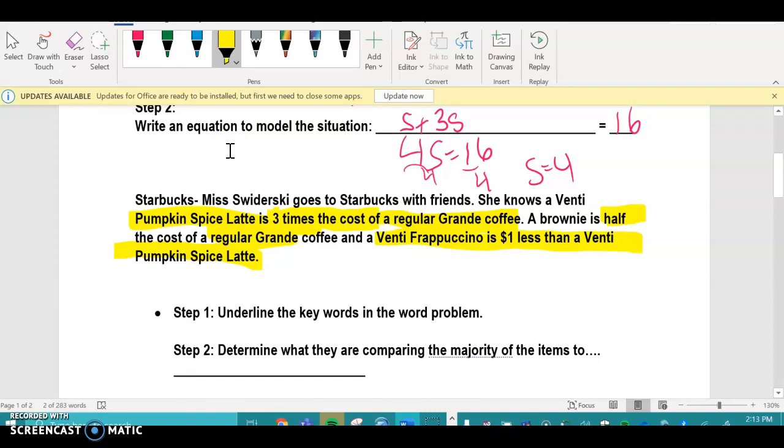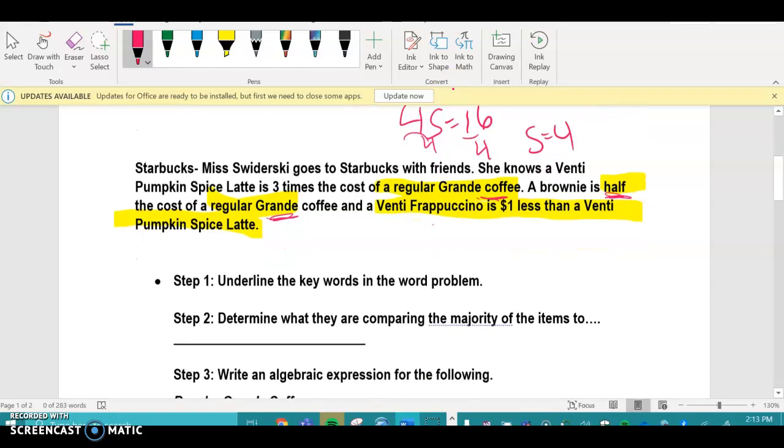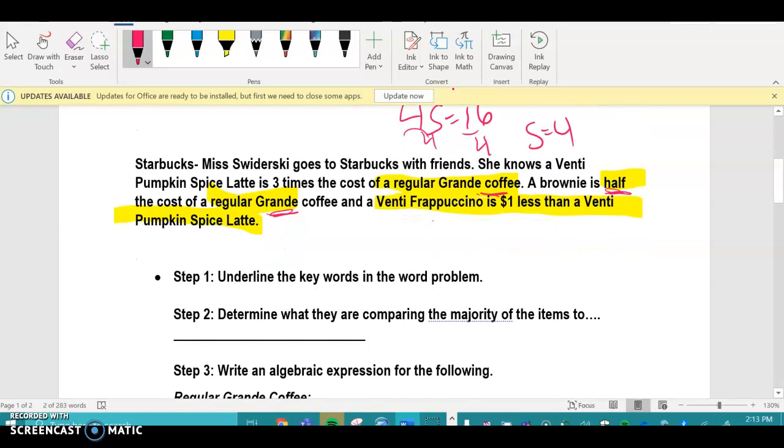Step 2 is to determine what they're comparing the majority of the items to. So here, the pumpkin spice latte is being compared to the grande coffee, right? Here, the brownie is being compared to the grande, and the venti frappuccino is being compared to the pumpkin spice. So that doesn't really help us that last part, but the majority of the things they're being compared to is the grande coffee. So why don't we just make that G?